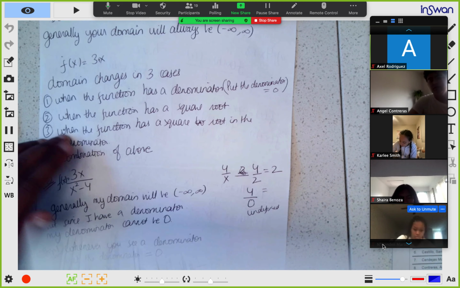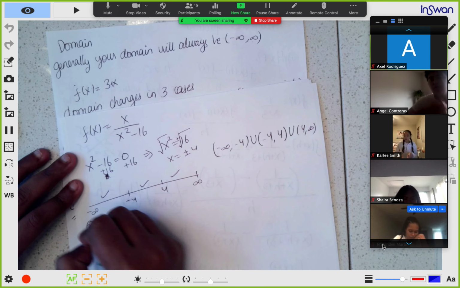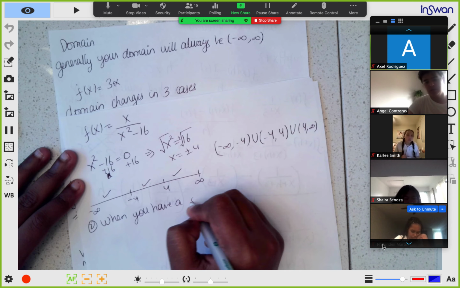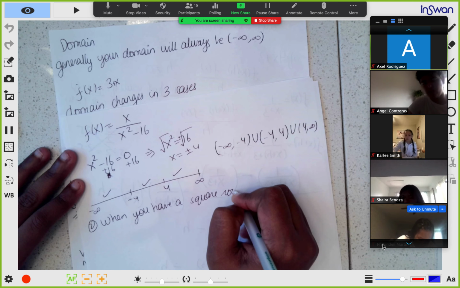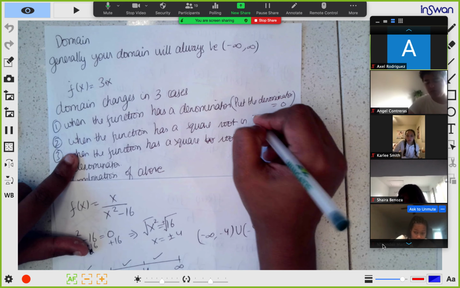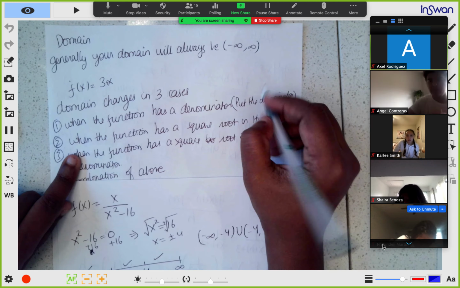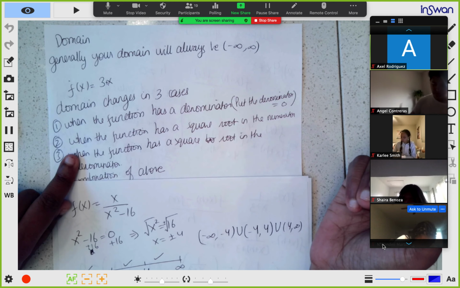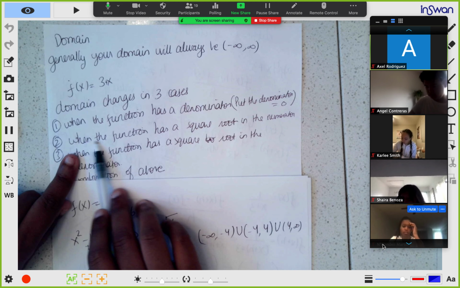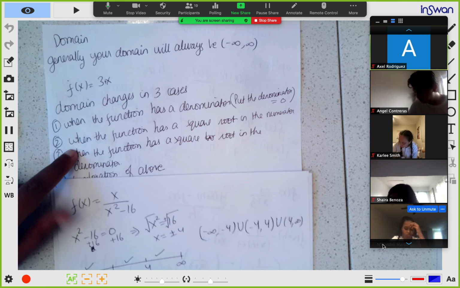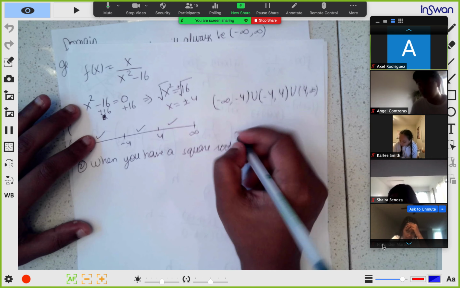The next point is when you have a square root. Maybe you should write when you have a square root in the numerator. In the second step, I want you to write in the numerator. Change this here: write when the function has a square root in the numerator, just to be clear with what I'm saying.